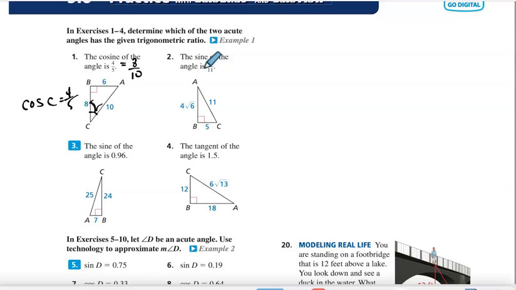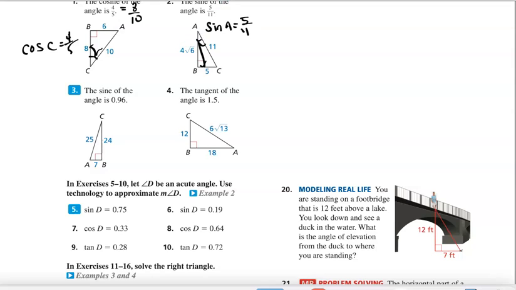Alright, the sine of the angle is 5/11. So the sine is opposite over hypotenuse. So in order to be opposite, if I use angle A, opposite angle A is the number 5. So sine of A is 5, and then over the hypotenuse, which is 11.